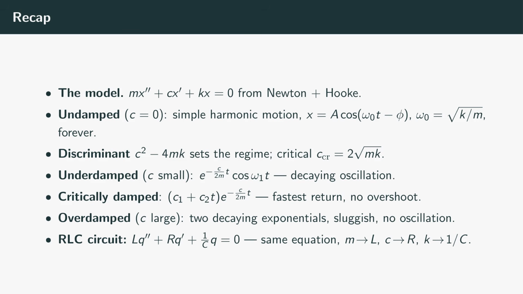Underdamped, with small damping, gives a decaying oscillation inside an exponential envelope. Critically damped gives the fastest possible return to rest with no overshoot. Overdamped, with large damping, gives a sluggish return built from 2 decaying exponentials and no oscillation at all. And finally, the same equation runs an electrical RLC circuit, with inductance playing the role of mass, resistance the role of damping, and the reciprocal of capacitance the role of stiffness.